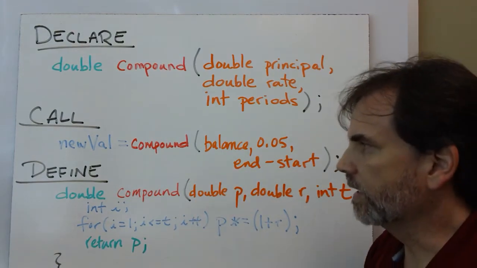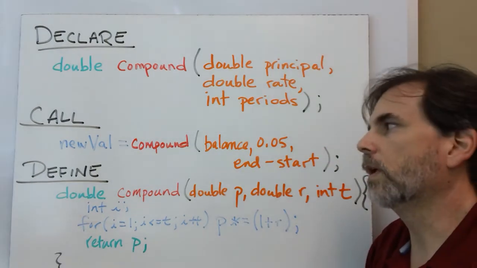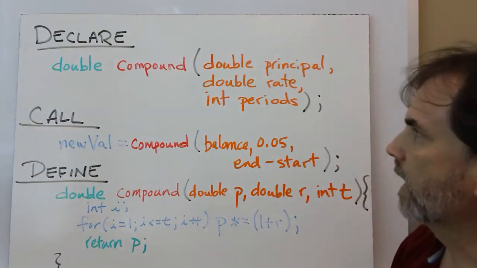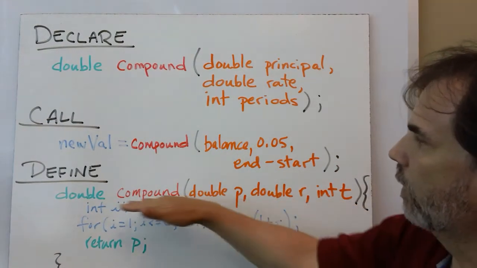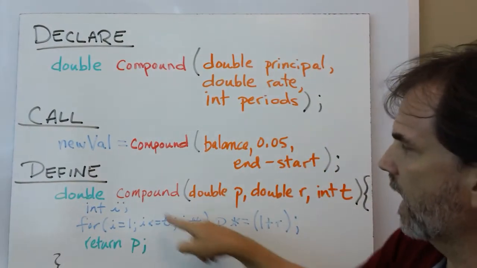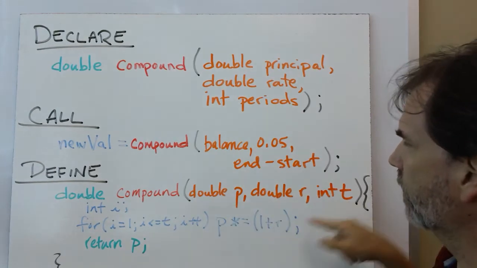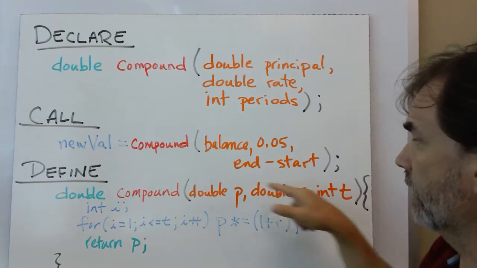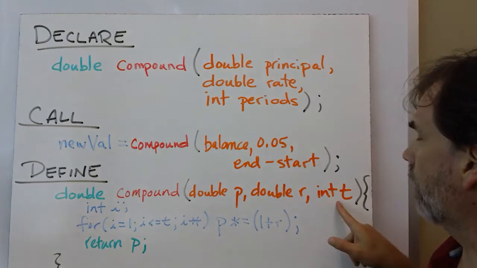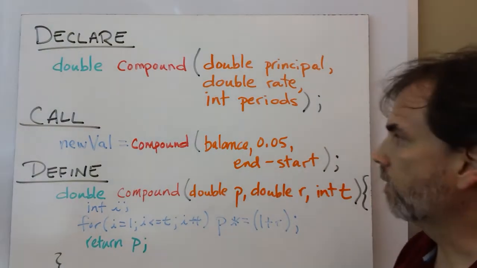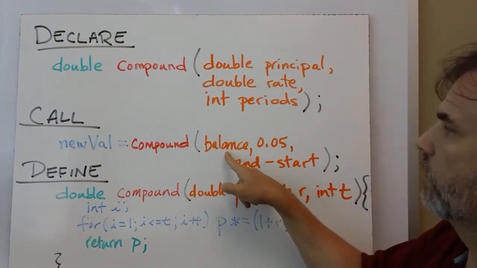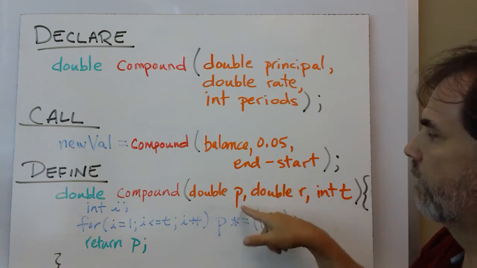The third piece that we need is to define the function. We need to tell the compiler what code should be executed when this function is called. And the beginning of the definition looks very much like the declaration. We have a return type, we have a name, we have a type for each parameter, and a name for each parameter. In this case, the names are not optional, they're required. These names are used as variables that get bound to the values that get passed in. So the value of balance gets passed in, and inside the function, that's called P.